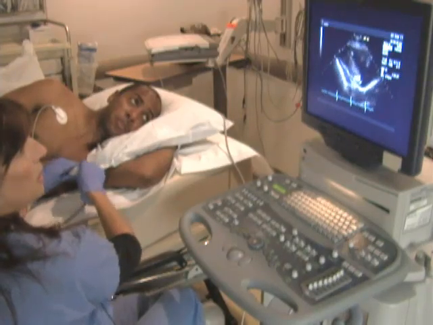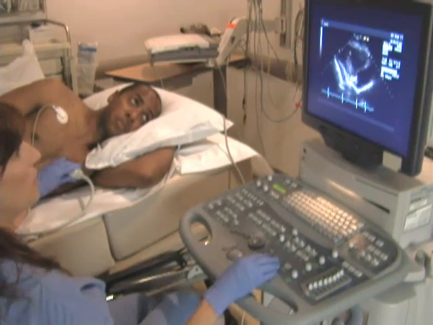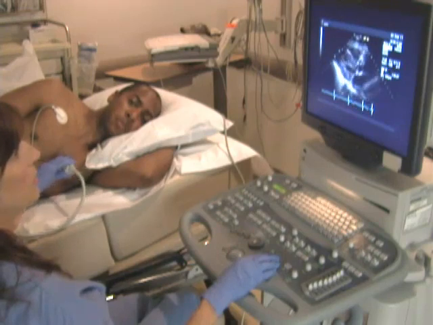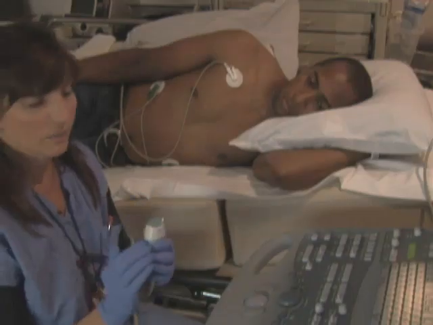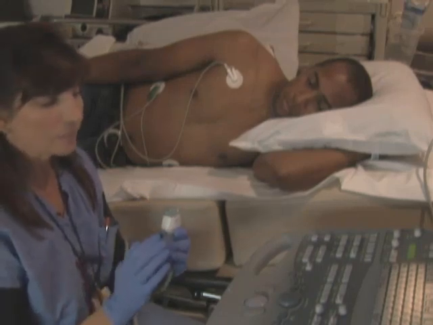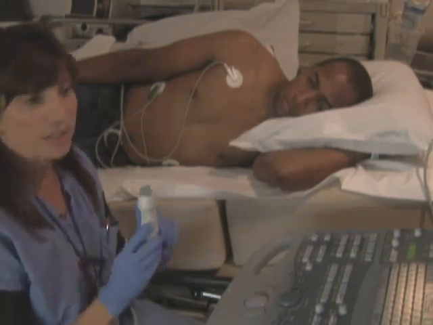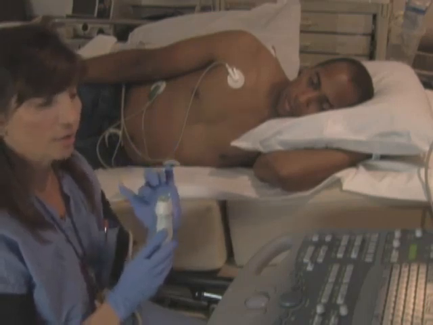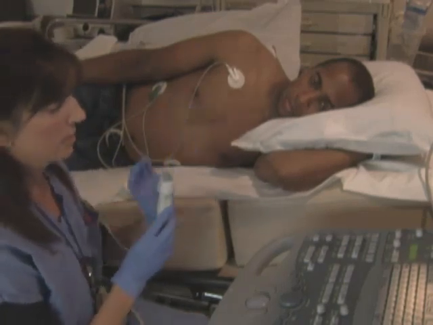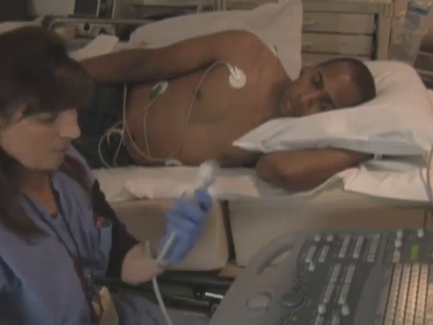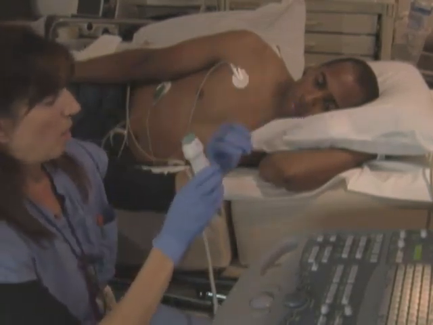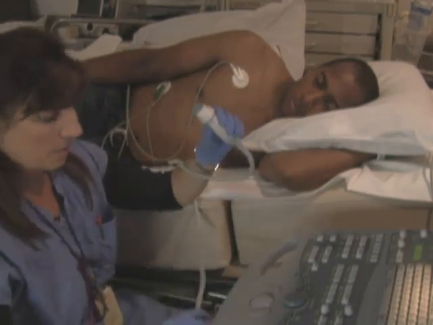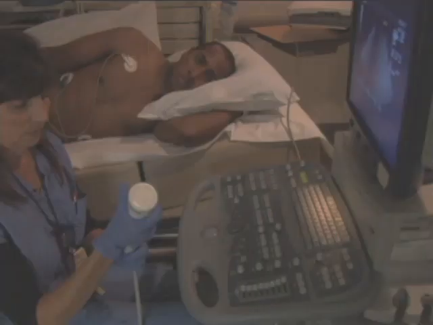During the exam, the image frame rate should be at least 30 per second. Frame rate can be increased by decreasing depth or narrowing the image sector. A multi-frequency imaging transducer is selected. Higher imaging frequencies provide the best resolution, but lower frequencies may be needed for adequate tissue penetration, particularly in larger patients or for structures distant from the transducer.